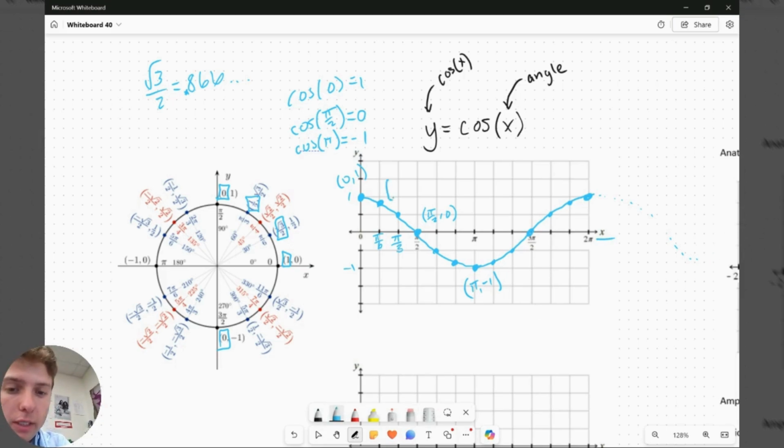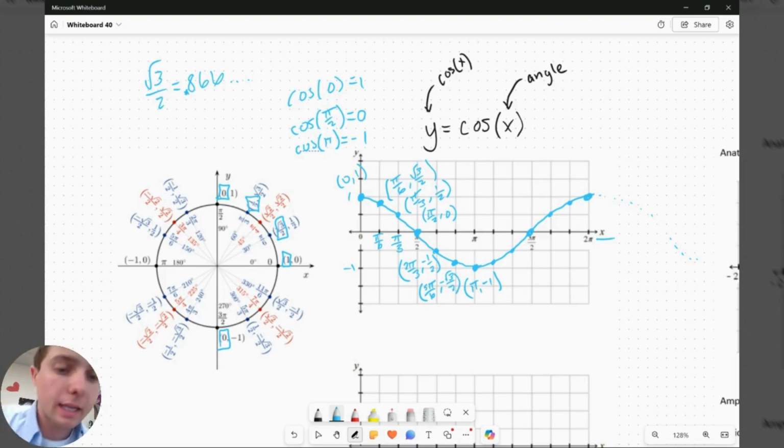Labeling a few more coordinates if you need it: pi over 6, √3/2. Pi over 3, 1/2. And then we went around to 2 pi over 3, which was -1/2. And then we went to 5 pi over 6, which was -√3/2. So there's a few coordinates on there. Again, as you go around, it just creates this sort of function.